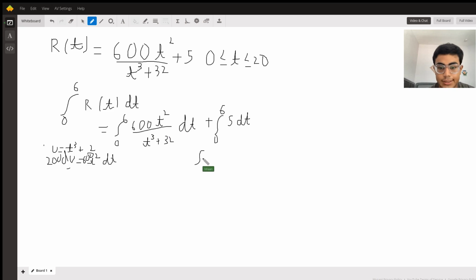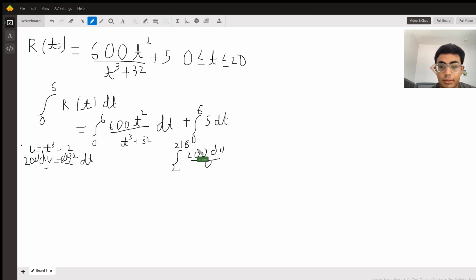So that would give us the integral of 200 du over u. Of course, we have to change the bounds because we're changing our variable from t to u. Since u is equal to t cubed plus 32, we substitute each lower and upper bound into this function to get our u. For the lower bound, u would equal 0 cubed plus 32, which is just 32. For the upper bound, u would equal 6 cubed plus 32, which is 216 plus 32, which is 248.